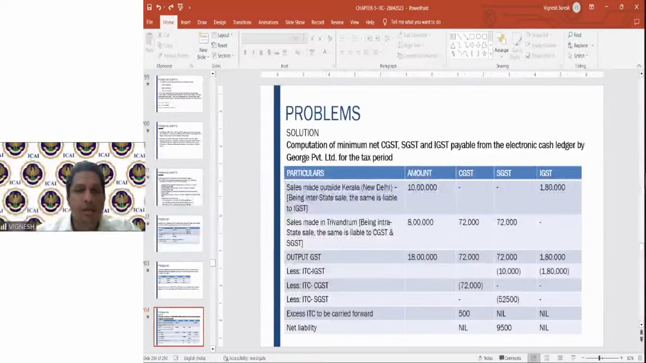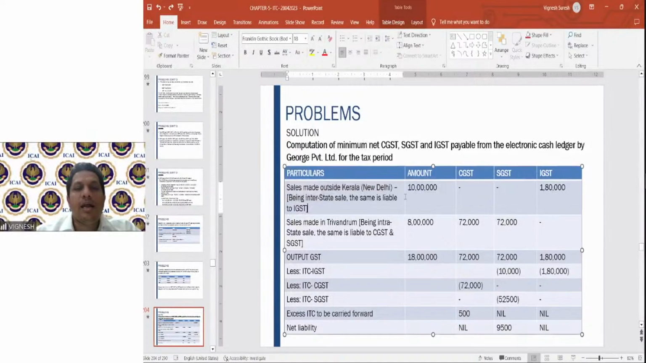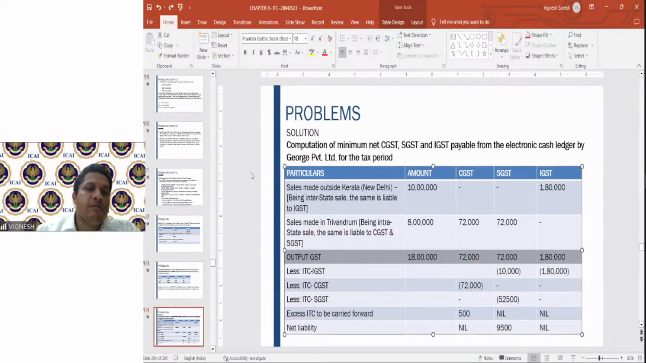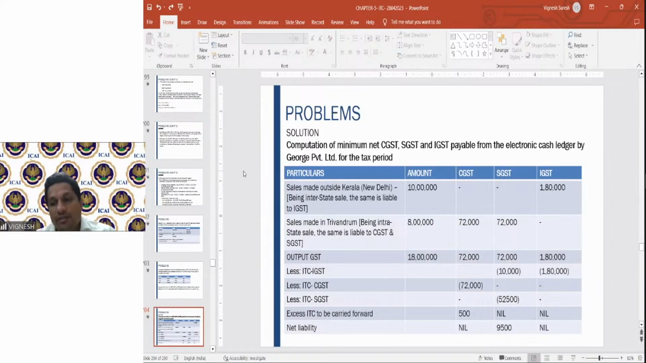So here, sales made outside Kerala 10 lakhs, 1.8 lakhs is the IGST. Sales made in Trivandrum, CGST, SGST 72,000. This is the total output GST. Always bear in mind, in any question, if they ask for GST payable from cash ledger and also talk about the input tax credit, you have to take into account the sale and the respective ITC.